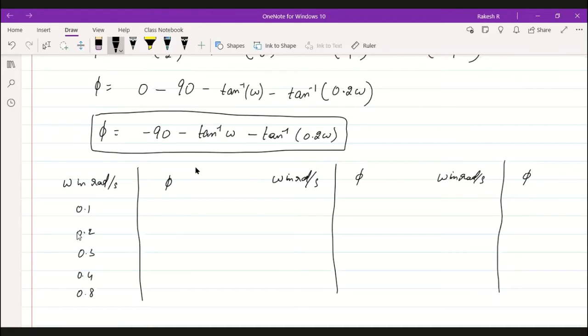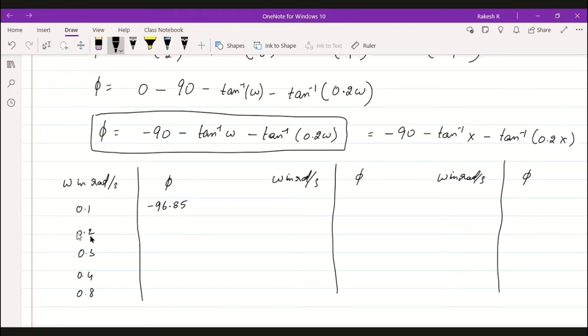Sir, minus 2.236? No, you have done it a little wrong. It is not like that. You just type the complete expression in your calculator. How much? Minus 96.85. Minus 96.85, this is correct. You need to write minus 90 minus tan inverse of x, minus tan inverse of 0.2x. Type it like this in your calculators. Now you can directly press calculate and type the value 0.1. You will get minus 96.85.